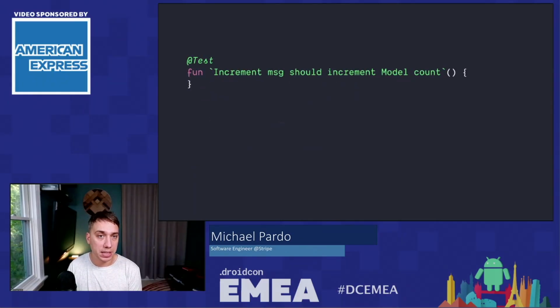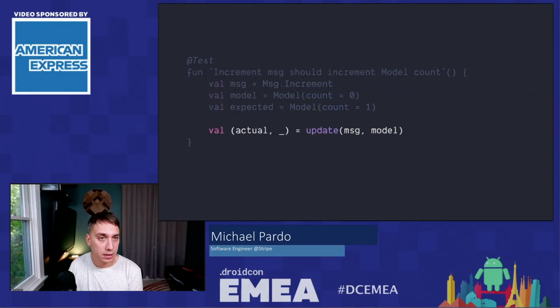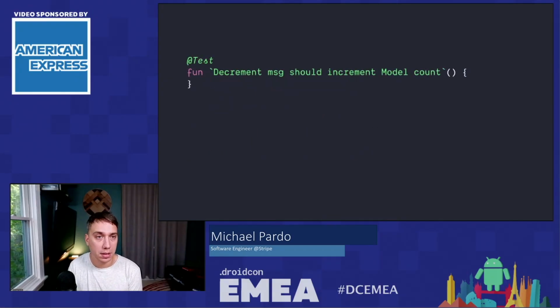Next, we test that the update function handles the increment messages correctly. To test the increment message, we arrange our expected model, given a message of increment and an initial model with count of 0. And here we expect a model with count of 1 to be returned given an increment message and model with a count of 0. We act on the message and model using the update function and assert that the expected model and the actual model are equal.